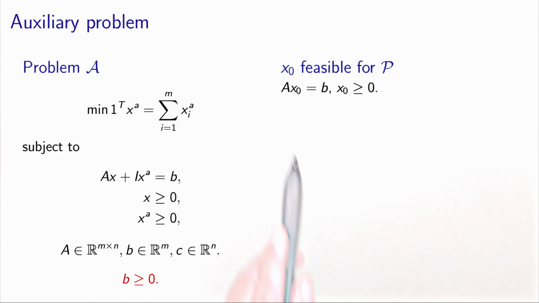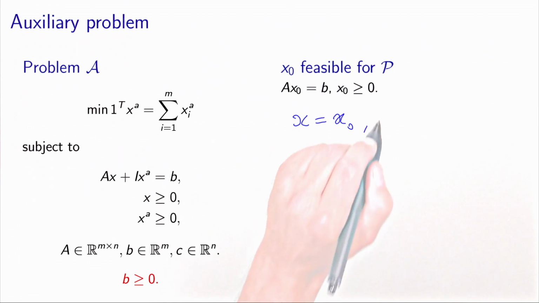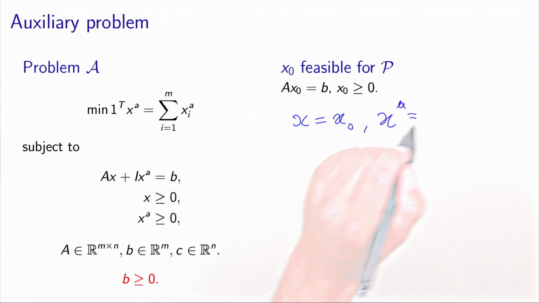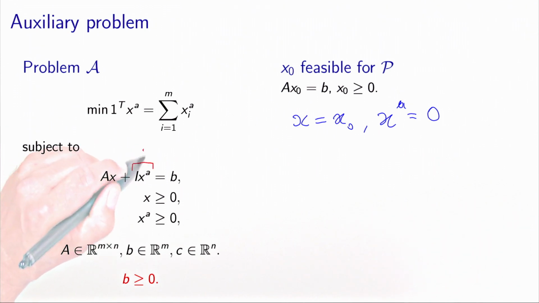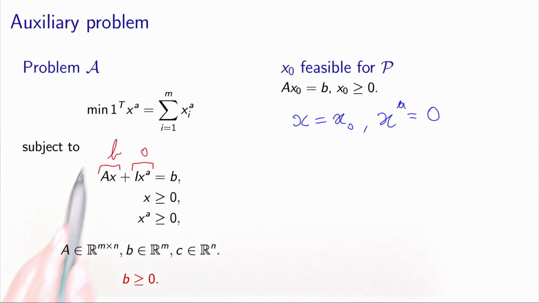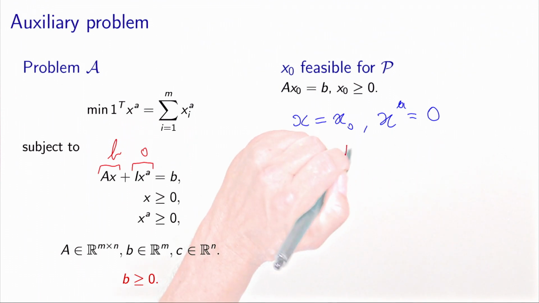In that case, x0 verifies the two sets of constraints, Ax0 equals b, and x0 non-negative. It means that for the problem A here, the auxiliary problem, the solution that consists in setting x to x0 and xa to 0 is actually a feasible solution. Indeed, these two vectors are non-negative, so these two constraints are verified. And because xa is equal to 0 and Ax0 is equal to b, this is also verified.